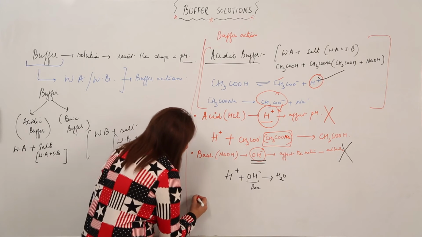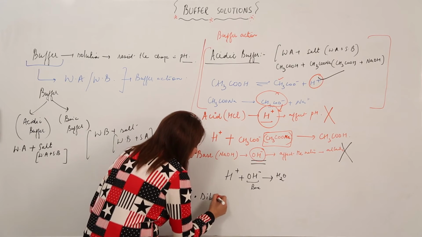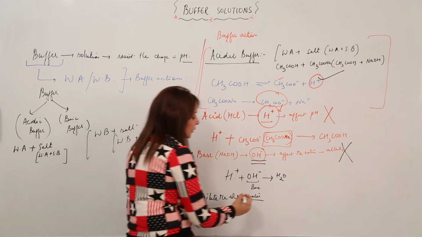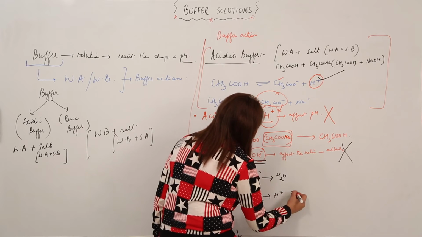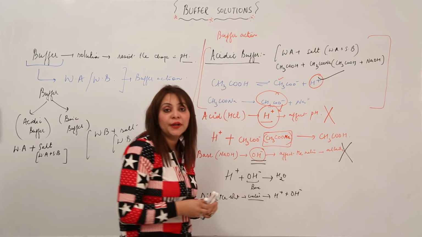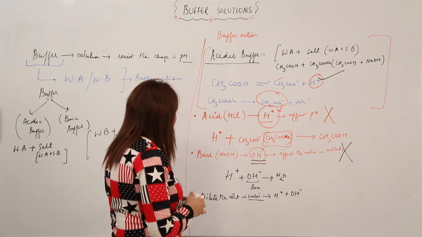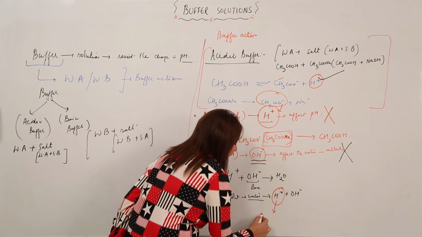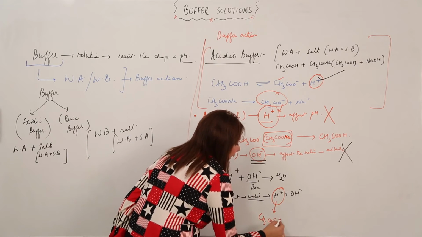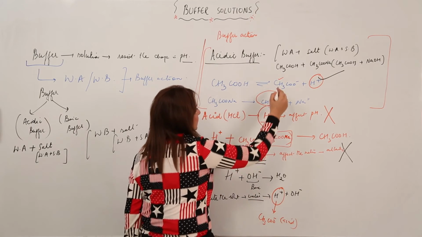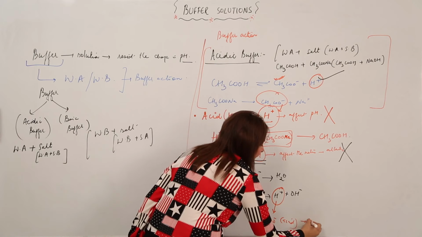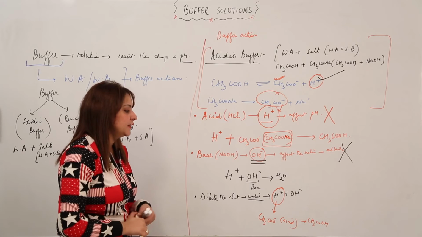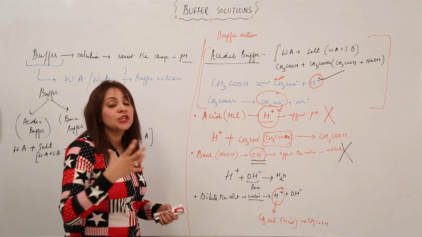Similarly, what happens when we dilute the solution? We dilute the solution by adding water to it. We know that when we add water, water will dissociate to give H ions and hydroxide ions. This is what we are going to get if we add water, right? So what happens when we add water to it? These hydrogen ions are consumed by the acetate ion of the acid, and they get consumed to form undissociated acetic acid. So this is how the pH doesn't get altered, right?